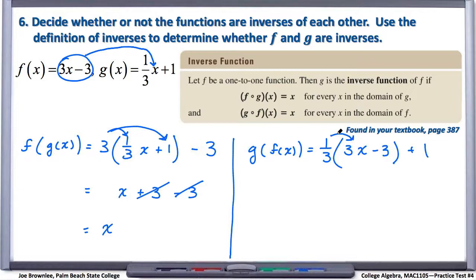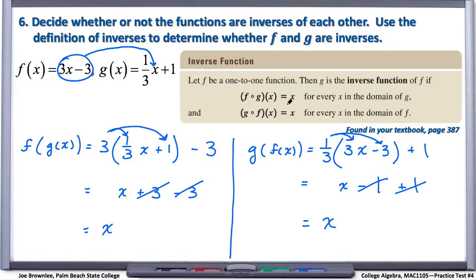Again, we're going to distribute just like we did before. Here we're going to get 3 over 3x minus 3 over 3 plus 1. But again, we can reduce these fractions, right? We know 3 over 3 is just 1, so that becomes a single x. Here, 3 over 3 becomes 1, and so we can see that minus 1 plus 1 goes away, and again, we are left with a single x.